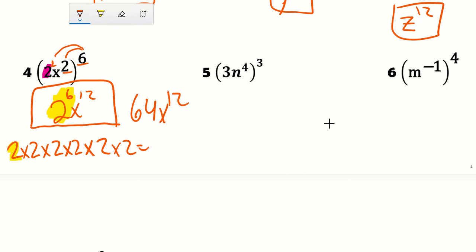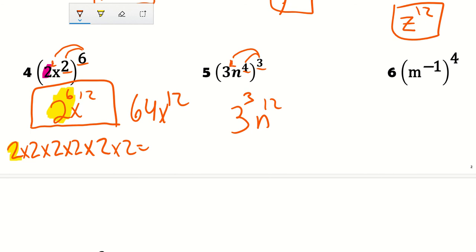Let's go ahead and do number 5. Remember that what I'm going to do right here is multiply with all the exponents on the inside. I'm going to put a 1 right there. So 3 times 4 and then 3 times 1. So let me go ahead and work this one out. 1 times 3 is 3. And then 4 times 3 is 12.